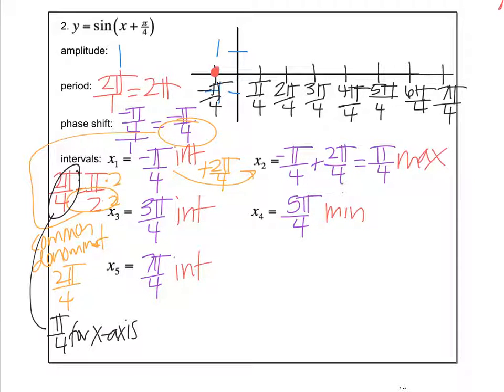So my max is going to be, guys, focus. My max is going to be at pi over 4. My intercept is going to be at 3 pi over 4. My min is going to be here. My max is going to be here. You're still adding, right? Plus C. So it's the same order.